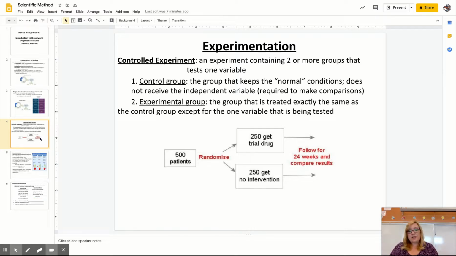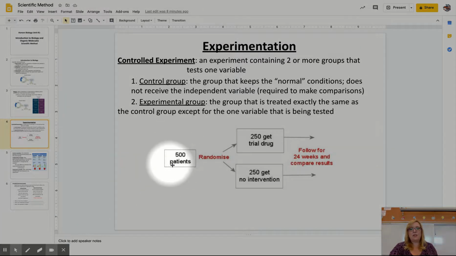So the experimental group is going to be treated exactly the same as the control group, but they get one thing different. They get the independent variable. And down here, this is going to show you a drug test. So this is very much similar, although I will tell you, if it was going to become a drug that we could all take, then you have more than just 500 patients. But we'll just start with this. This is probably the beginning trials.